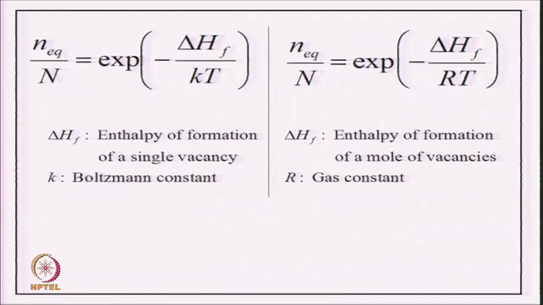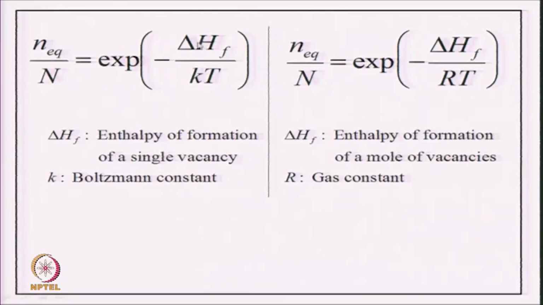This slide just tries to clarify one confusion, that sometimes the expression is written with k and sometimes the expression is written with R. Both are correct expressions, but the interpretation of delta Hf changes. If I write it with k, as I was doing till now, then it is the enthalpy of formation of a single vacancy. That is why I wrote electron volts per vacancy for aluminum and nickel. So, it is for one vacancy, then you use the Boltzmann constant.